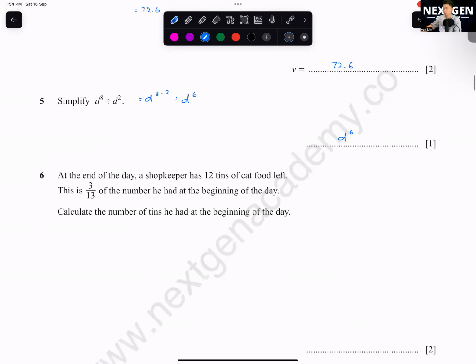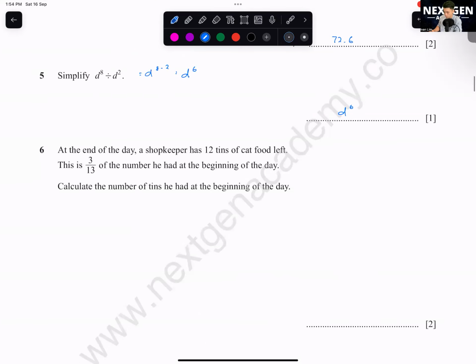Number 6. At the end of the day, a shopkeeper has 12 tins of cat food left. This is 3 over 13 of the number he had at the beginning of the day. Find the number of tins he had at the beginning of the day. This one you can just use ratio if you want. If you don't know how, write it in ratio first. The fraction that you want to find is 1. 12 is equivalent to 3 over 13.